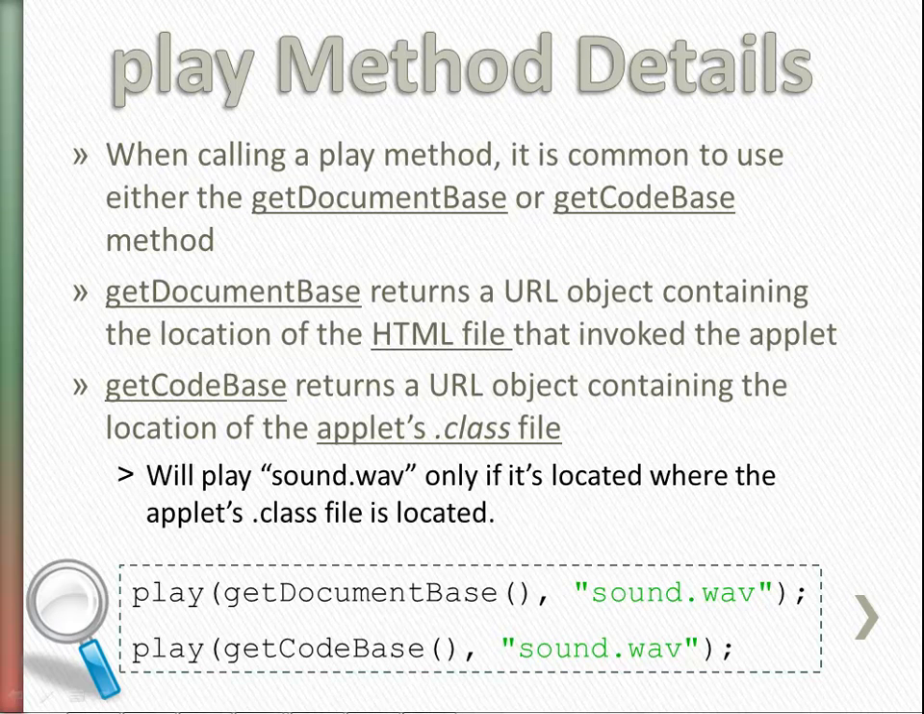The way that you would code these is by saying play getDocumentBase, then a comma, and then the name of your sound you'd like to play enclosed in quotations. The same thing for getCodeBase. You'd say play getCodeBase, a comma, and then your file name enclosed in quotations.